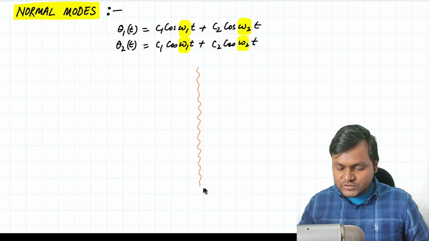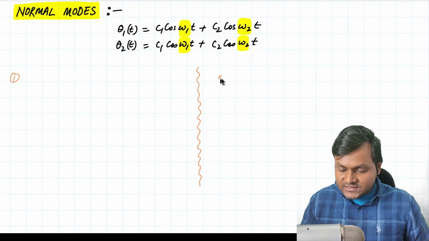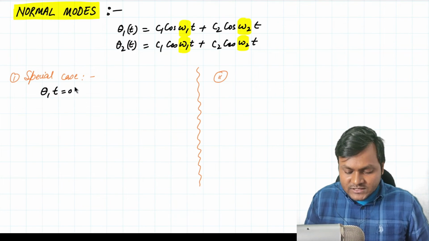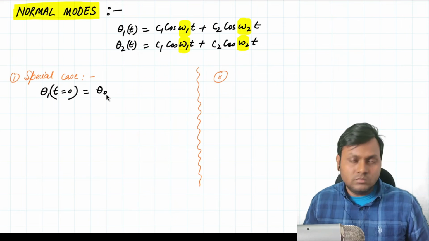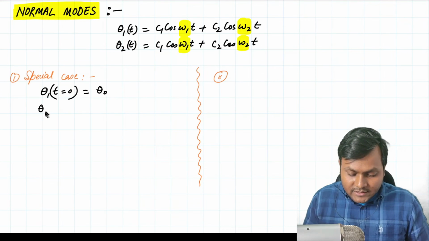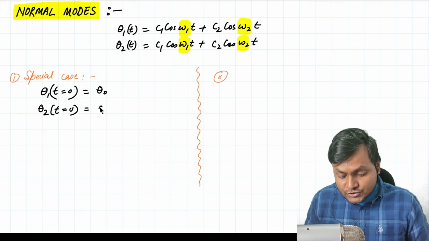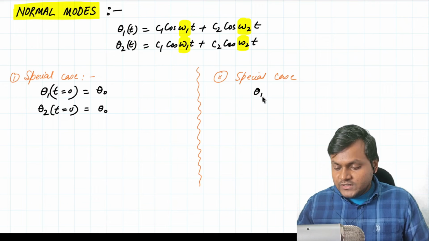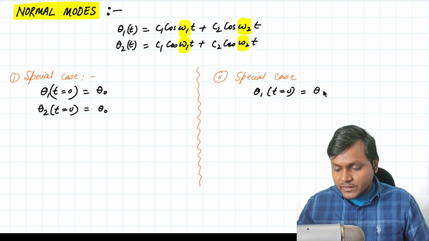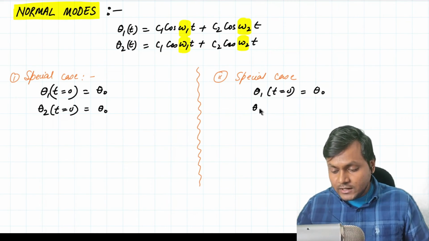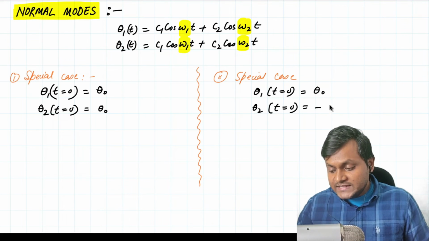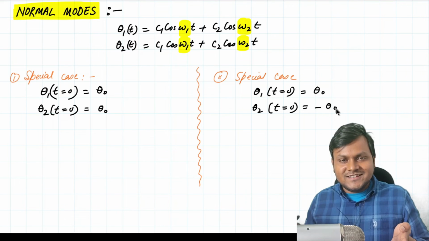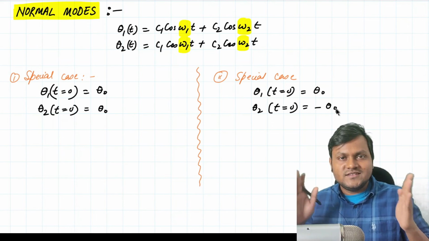For that, I'm going to give you two special cases. The first special case is when theta 1 at time t equal to 0 is, let's suppose, some angle theta naught, let's suppose 10 degrees or 15 degrees, and theta 2 at time t equal to 0 is also the same angle theta naught. And I'm going to give you another special case where theta 1 at time t equal to 0 is some small angle theta naught, let's suppose 10 degrees, and theta 2 at time t equal to 0 is minus theta naught. You will see that under these two special conditions, the entire system is going to execute SHM.